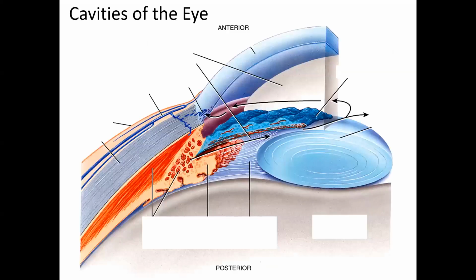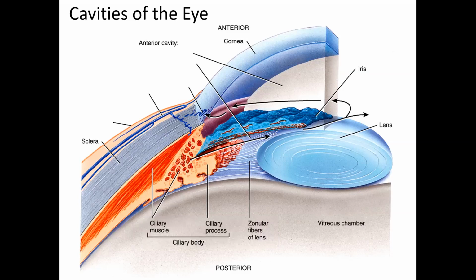Working internally, we start with recognition of having two distinctly referred to cavities or chambers within the eye itself. We have an anterior cavity and we have a posterior cavity. The anterior cavity is going to be surrounded by the structures that we have previously seen, the cornea, the iris, and the lens. The lens is held in place by the ciliary muscles and the suspensory ligaments, the fibrous lens.